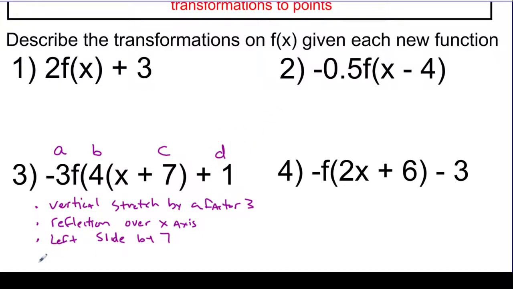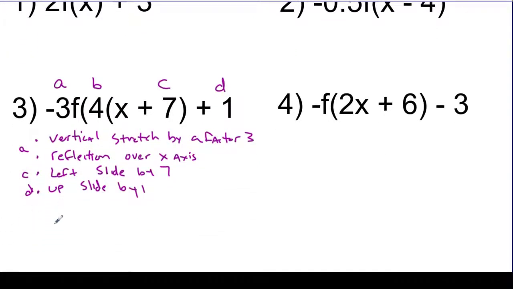Similarly, D is going to move it up, and it's also a slide by 7 or by 1. So that's A, these first two. This does C, and this one's D. So let's talk about B. I saved that one to the end because, again, it's the most challenging.